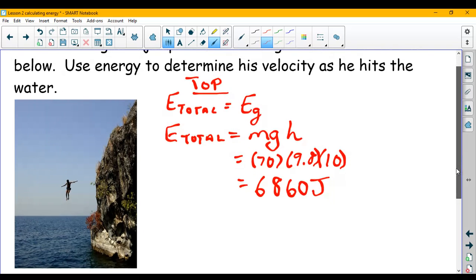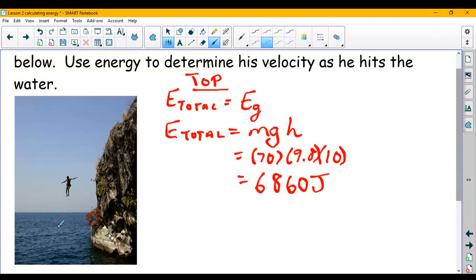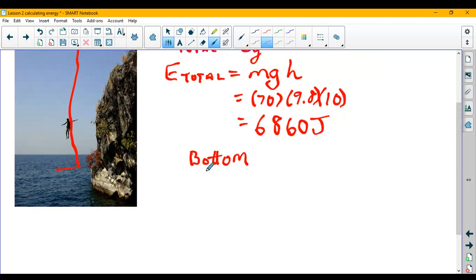I want to now know his velocity as he hits the water. So as he hits the water, he's covered the whole 10-meter fall. He's fallen the 10 meters and now his height would be 0 at the bottom. So at the bottom his height's now 0, which means he has no gravitational energy anymore. He only now has kinetic. His total energy is only due to kinetic.